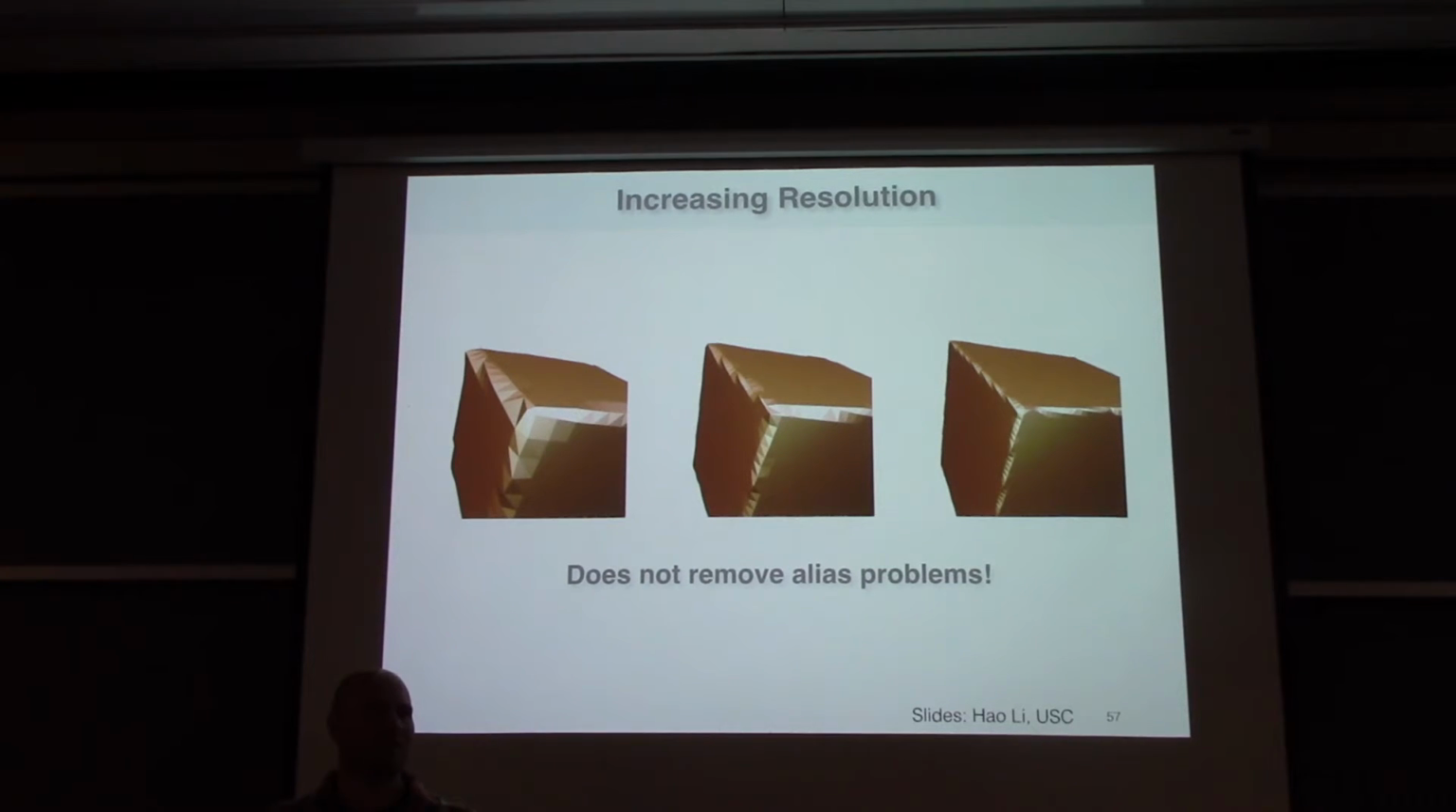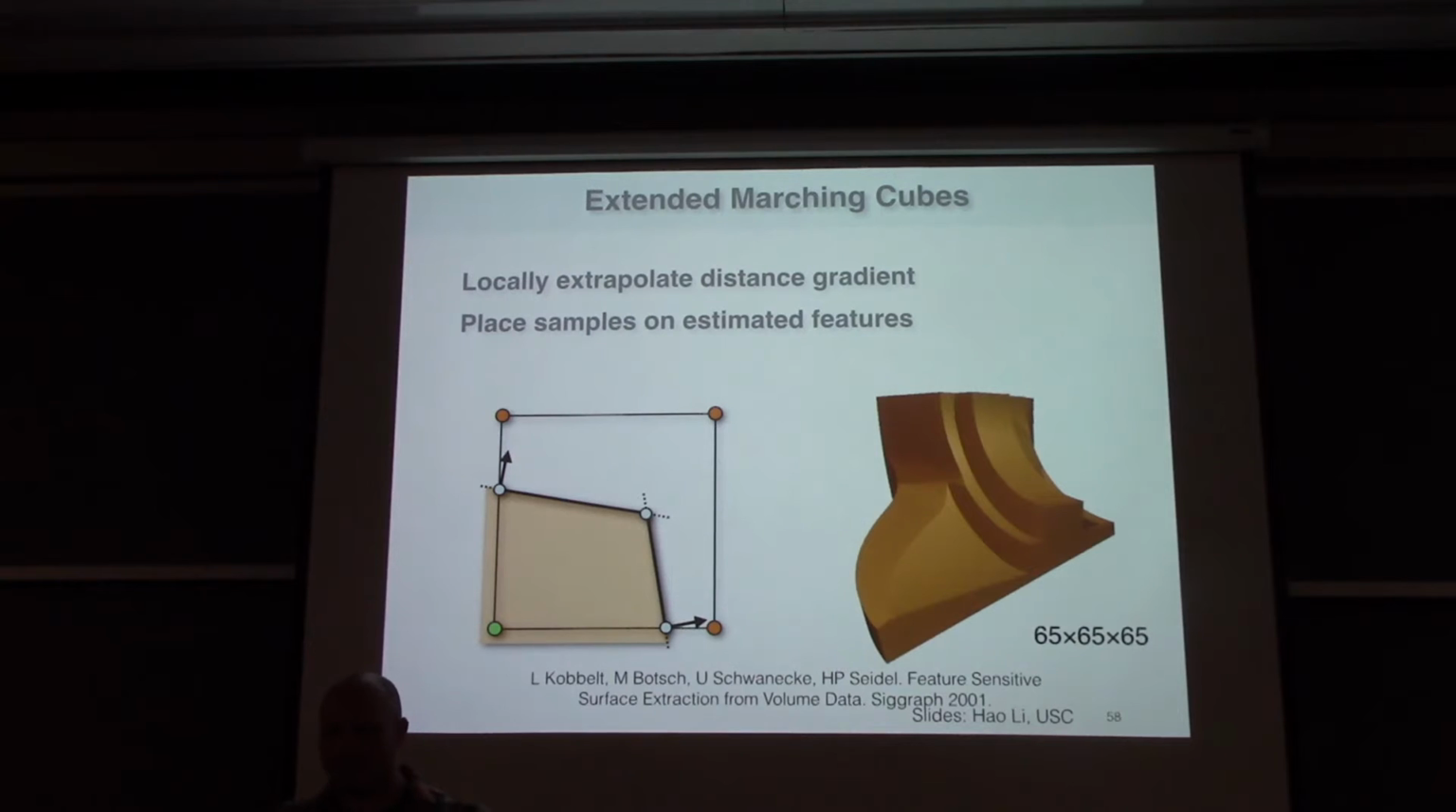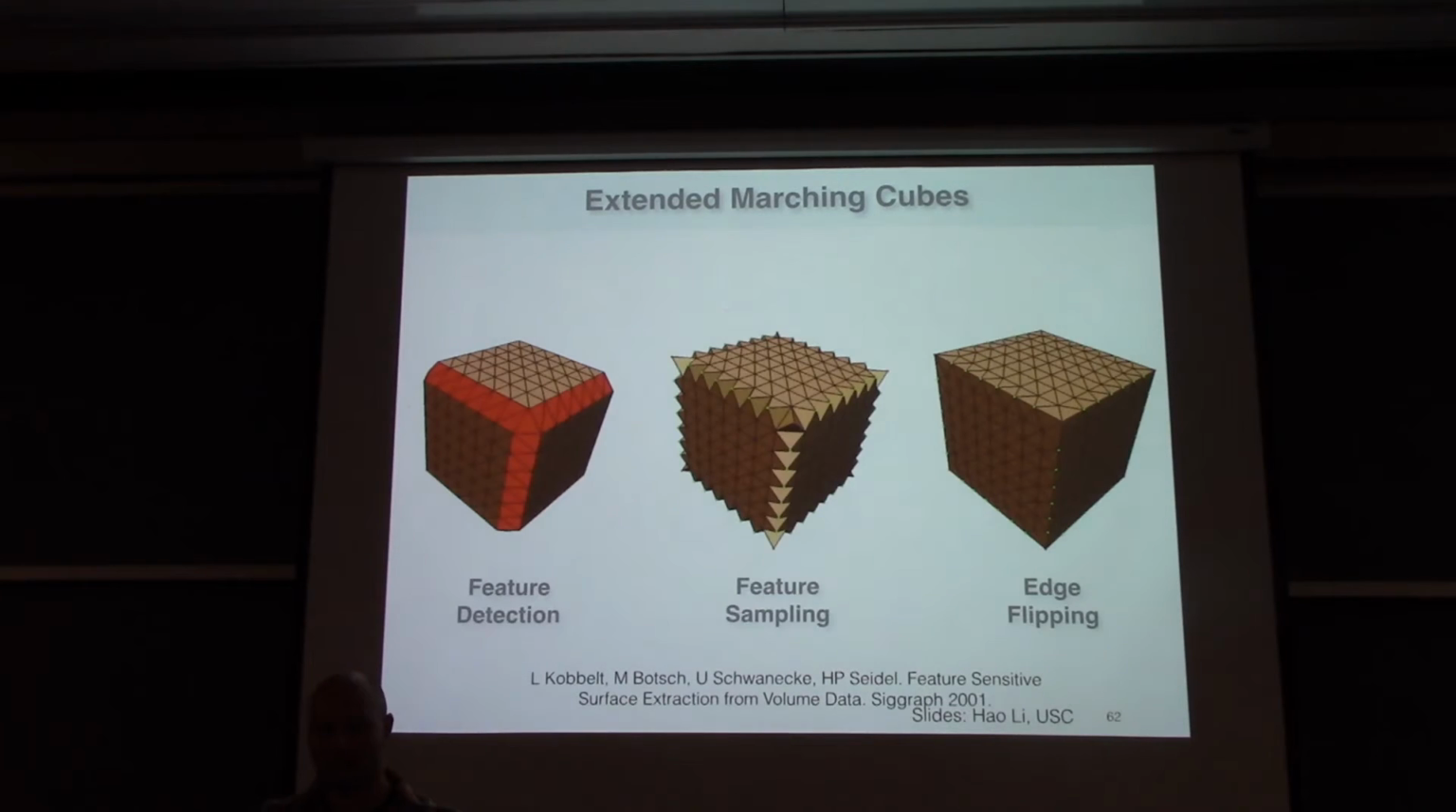Even if you increase resolution, you can't eliminate these problems entirely. There are probably hundreds, if not thousands, of papers improving on or deriving from marching cubes in some way. Some of the more successful ones came out of the early 2000s SIGGRAPH community, trying to find ways to fix marching cubes. One way was to use the gradient of the scalar field to replace your vertices and tweak what marching cubes does.